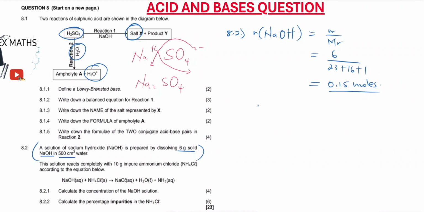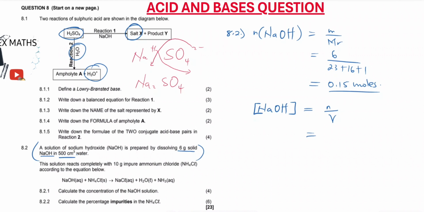Concentration in chemistry can be represented by square brackets like this. So if you want to say concentration of sodium hydroxide, we can say sodium hydroxide inside the square brackets. It means concentration of sodium hydroxide. So that is going to be number of moles over volume. That's the formula. But our volume, it should be in cubic decimeters.